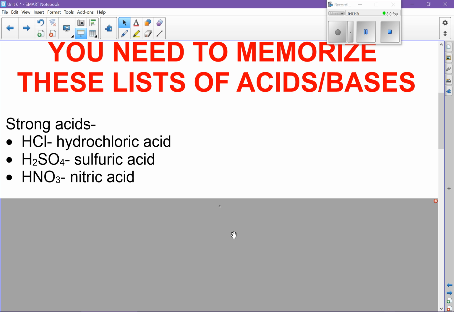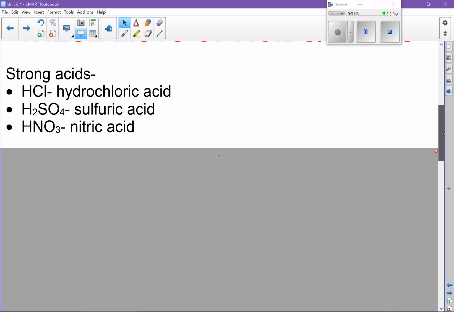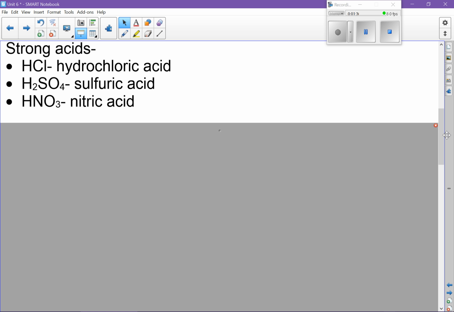Okay, these are your strong acids. HCl is hydrochloric acid, H2SO4 is sulfuric acid, and HNO3 is nitric acid. And so there's kind of clues in there, right? Cl means chlorine, S means sulfur, and N means nitrogen. So the names mostly match the formulas, so it's not too far off, but you do need to remember all of the numbers and all of the letters and the names, and that these ones are strong.